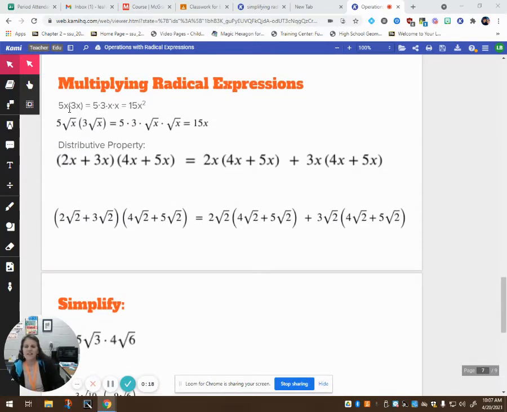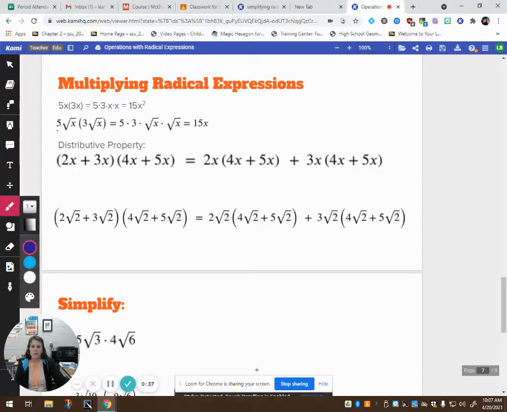So if we had 5x times 3x, we realize that that's the same as 5 times 3 times x, and we can simplify that then to 15x squared. So with radical expressions, again, we want to do the same thing. If I have 5 times the square root of x times 3 times the square root of x, I'm going to break that apart and do the 5 times the 3 together, and then square root of x times square root of x. Something nice happens when I have the square root of x times the square root of x.